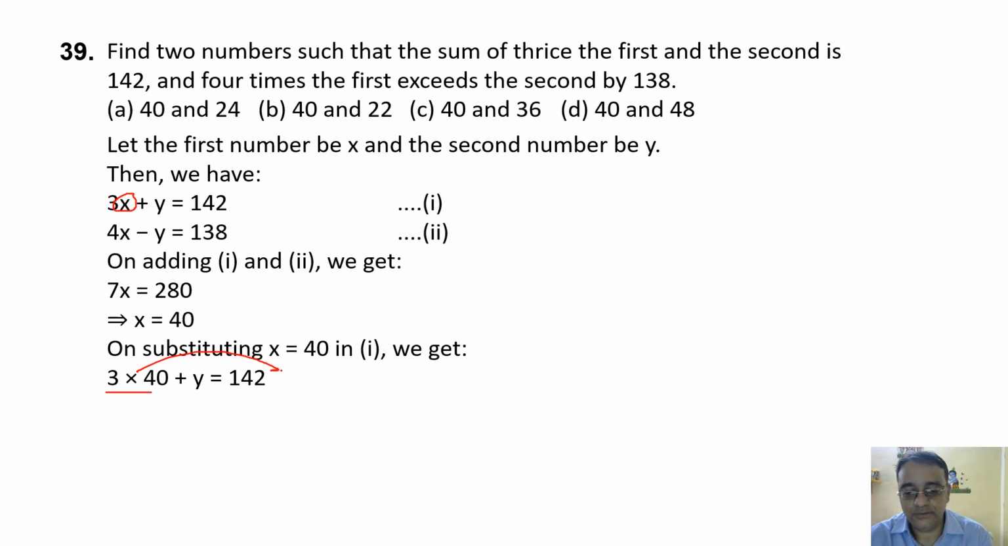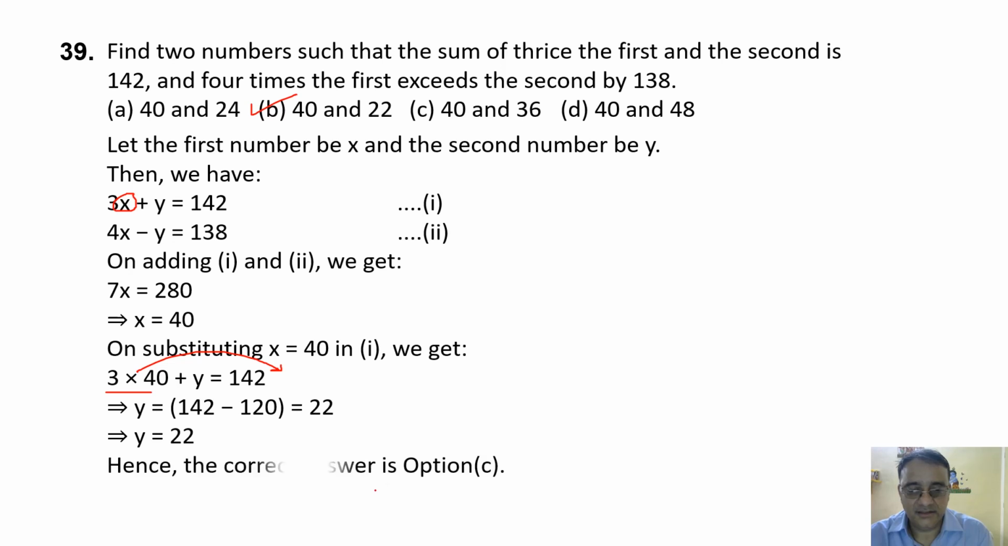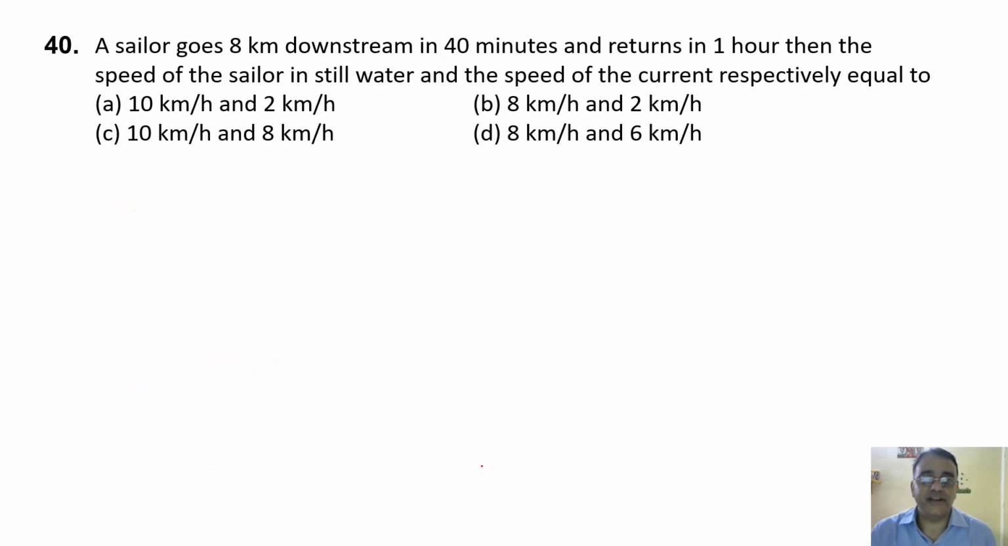120 को इधर shift करो. So what you will get? y is equals to 22. Very good. Y is equals to 22. So which option is the correct one? Option B. Option B है ये. Right. Now 40th, the last question of today's session.